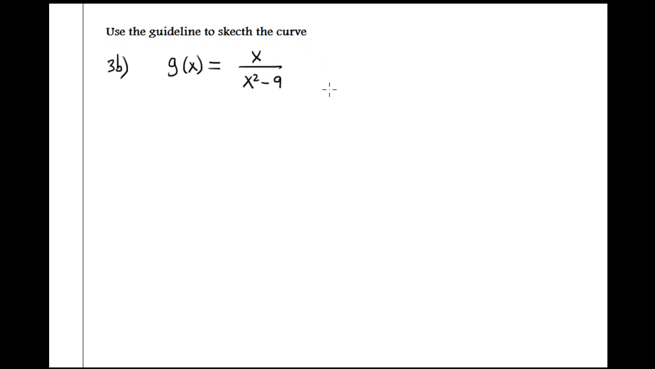Okay, now first determine the domain. The domain is all real numbers except the restriction. The restriction is when the denominator is 0. You solve this equation, and it's obvious that the solution is plus or minus 3.